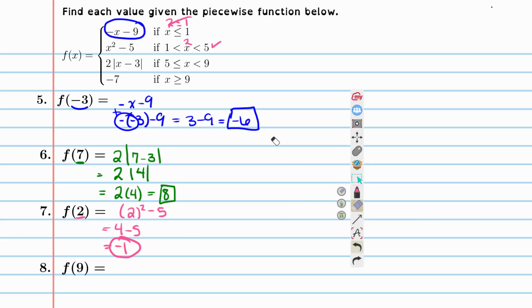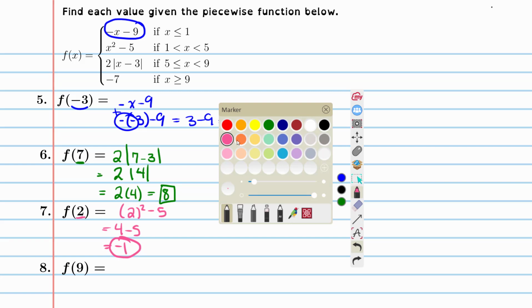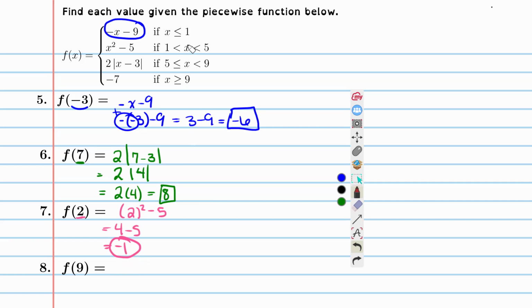So again, I'm going to take a test and see where it fits, and then figure out which one it is. So for this last one, let's get another color. And when I try to figure out what's going on with it, 9. Is 9 less than or equal to 1? No. Is 9 between 1 and 5? No. Is 9 between 5 and 9? No, because it can't be equal to 9 there. 9 is greater than or equal to 9. True. So that means I use whatever this is. There's no x involved, so it's just that number. That's my answer.